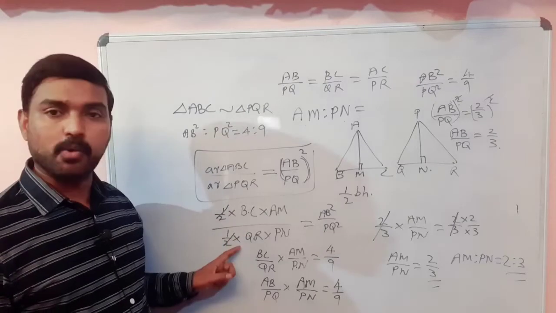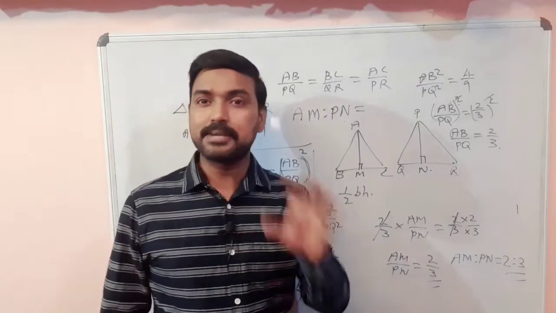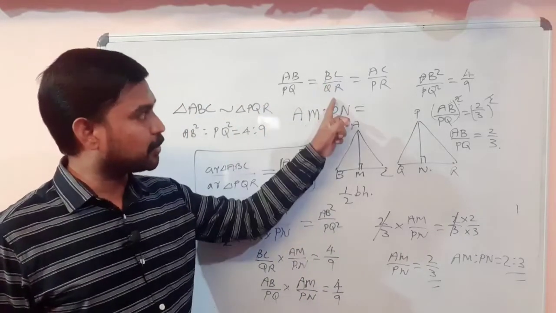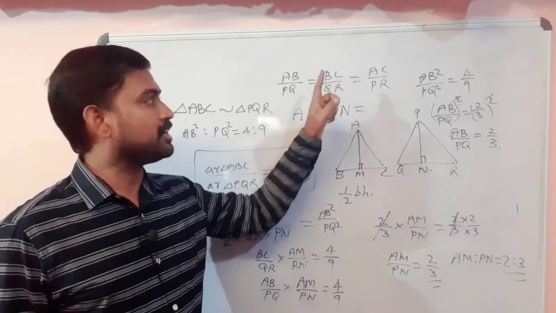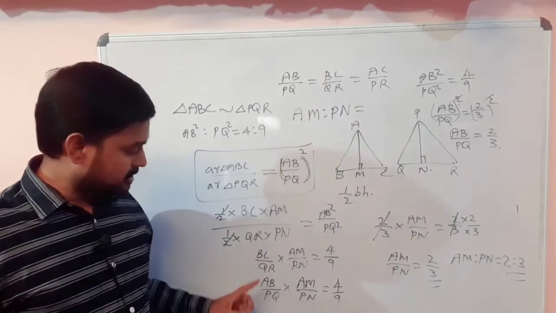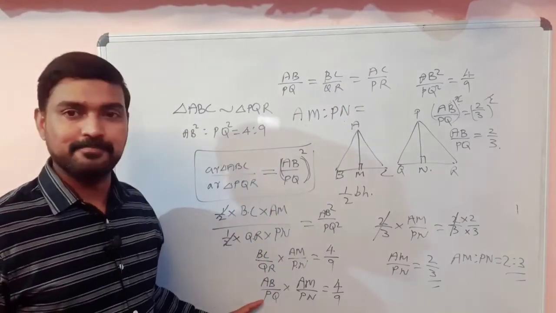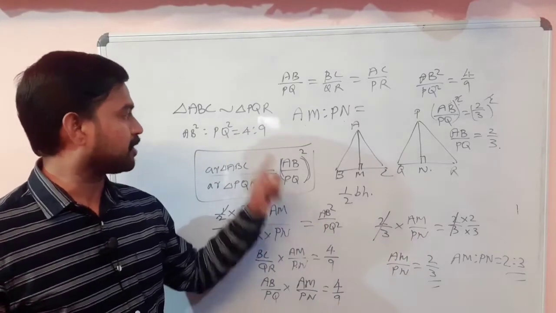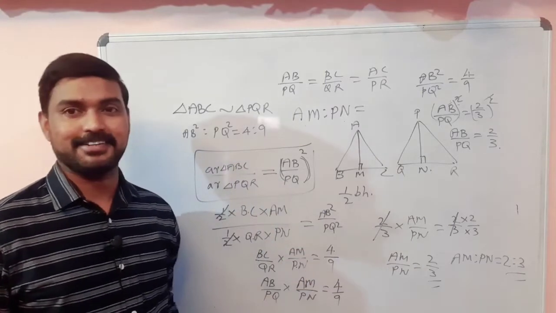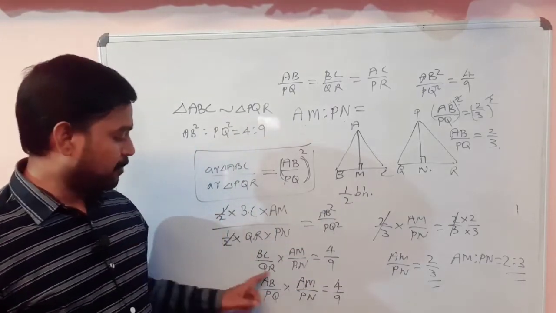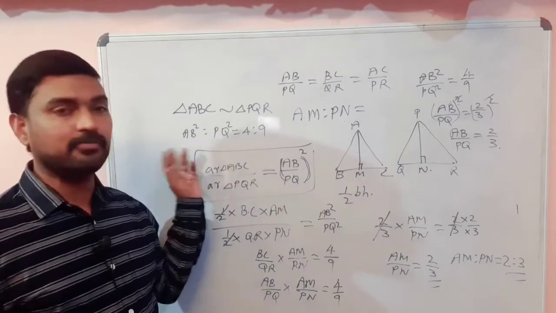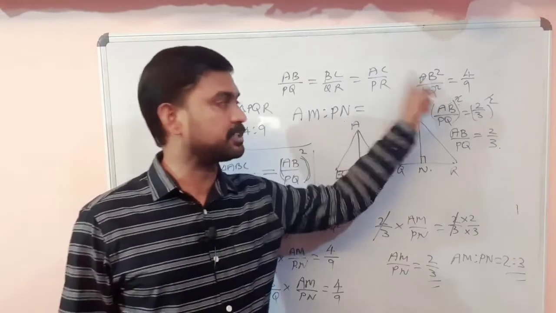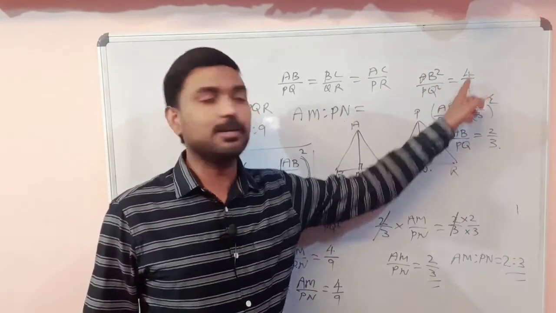This BC by QR is the ratio of similar triangles ABC and PQR. If two triangles are similar, then BC by QR is also equal to AB by PQ. So instead of this BC by QR, in the next step we applied AB by PQ. Then AB by PQ, and here it is AB square by PQ square, which is already given as 4/9. So my dear students, this AB by PQ we can easily find from this given relation. AB square is to PQ square, we can write in division form: AB square by PQ square is equal to 4/9.